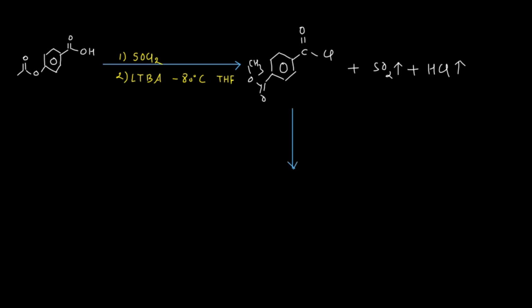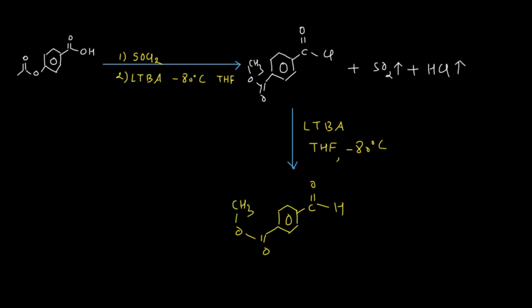You will take your LDPA, which is this one, and THF you can take, and of course your temperature would be minus 80 degrees centigrade, and then you will have your final product, and that final product would be your C double bond O H. This is your benzaldehyde type of functionality, benzaldehyde functional group, and this is your ester part, okay. This is your ester part.